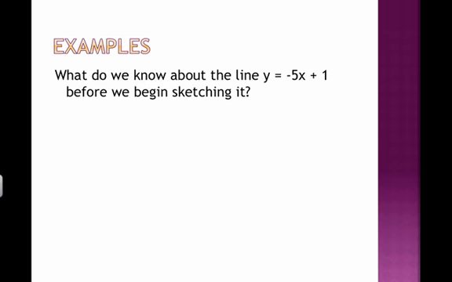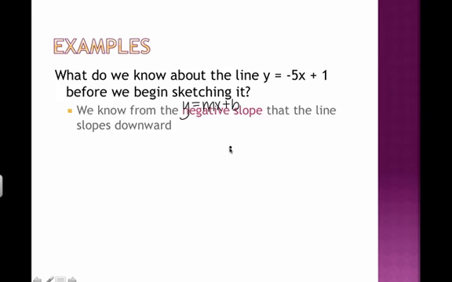Okay, so what do we know about the line y equals negative 5x plus 1 before we even begin sketching it? We're not going to plot any points at this point. We're just going to take a look at this line and see what we know about it. First, it's already in the slope-intercept form of y equals mx plus b. So we can figure out information about it based on its slope and its intercept.